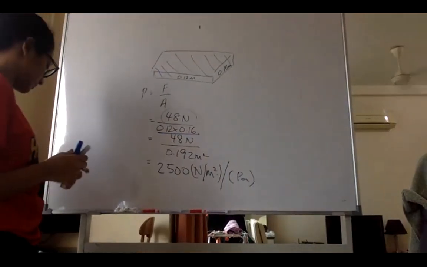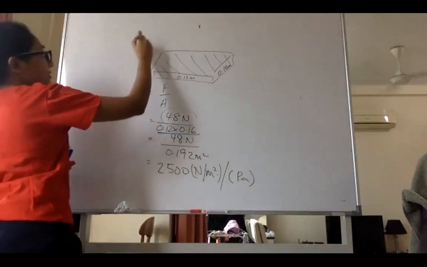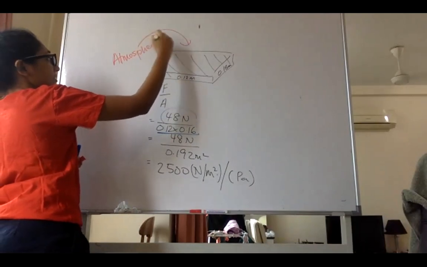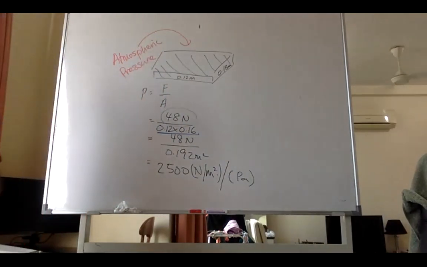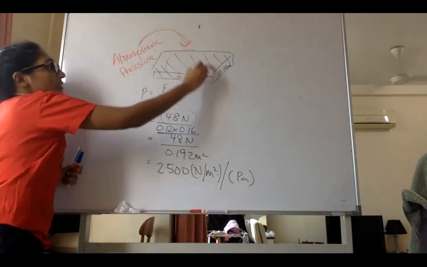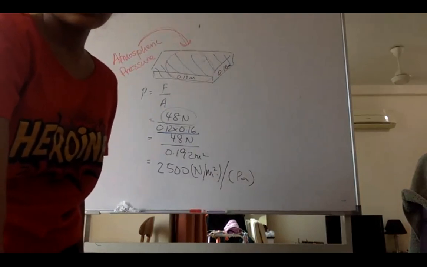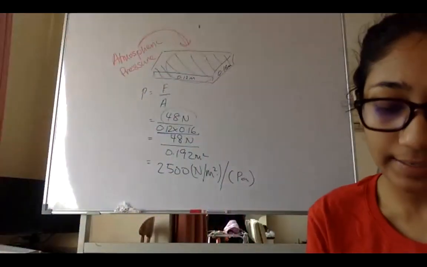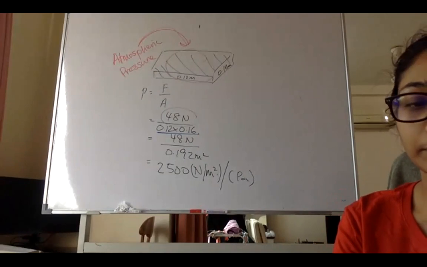Because there will be atmospheric pressure, pressure from outside. Atmospheric pressure is pressure from the air in the atmosphere. So atmospheric pressure will add to the pressure of the water. Because of atmospheric pressure, the actual pressure will be slightly higher.